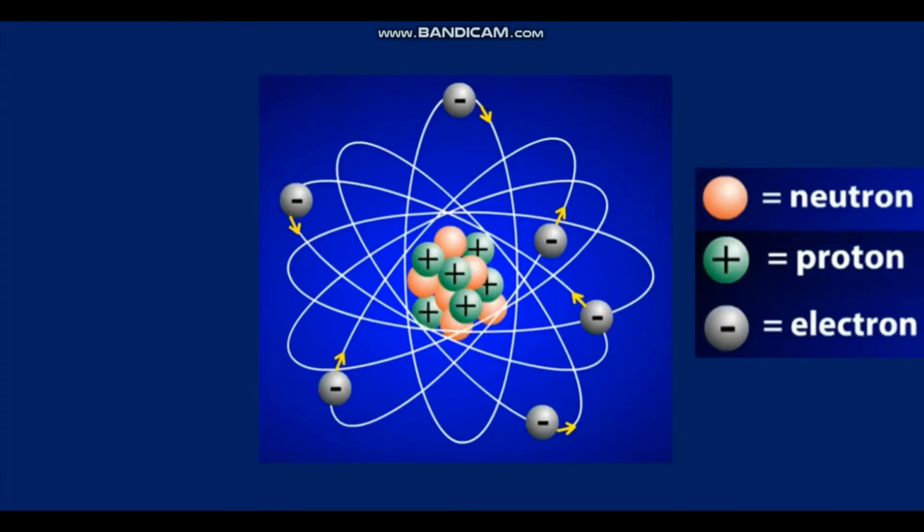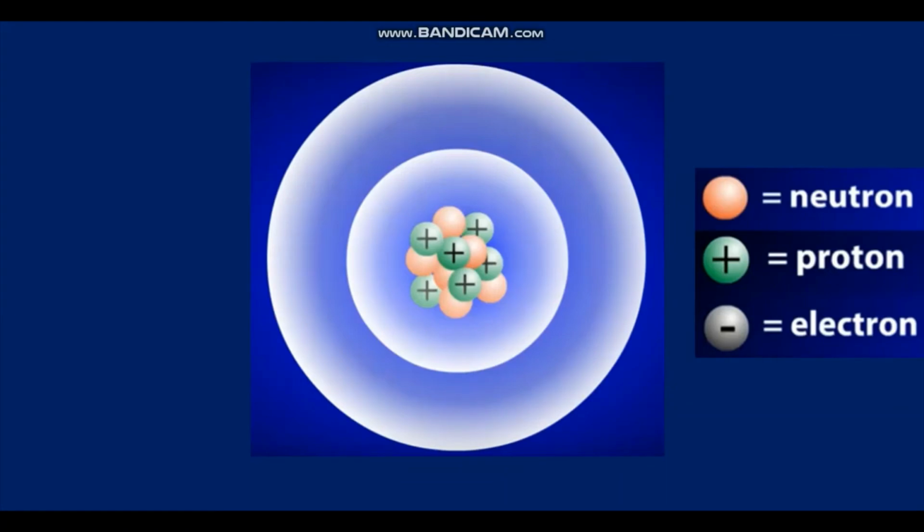So the electrons are always moving around, and you'll see many images like this of electrons travelling in specific paths, but in reality they're moving around in this sort of area, and they do not actually move on the specific paths.